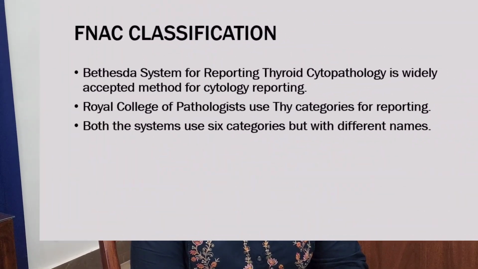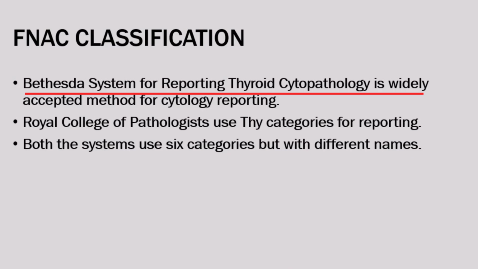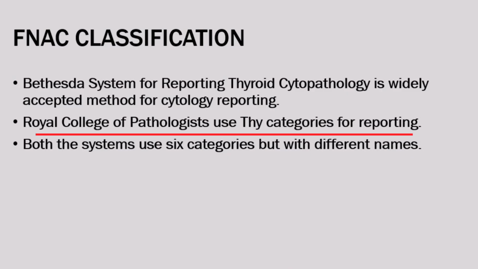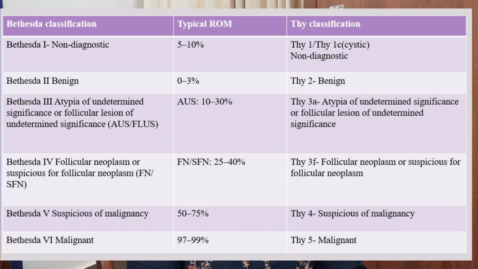FNAC classification, it is very important, and it is done by Bethesda method for reporting thyroid cytopathology, which is widely accepted method for cytology reporting. Royal College of Pathologists use Thy categories for reporting. Both the systems use 6 categories but with different names. Now, this table will give more clarity about both of the systems.